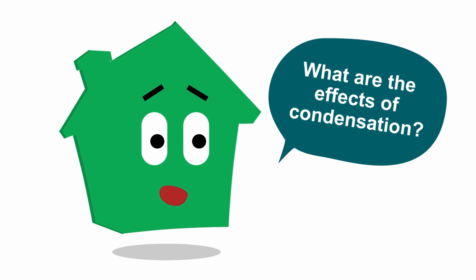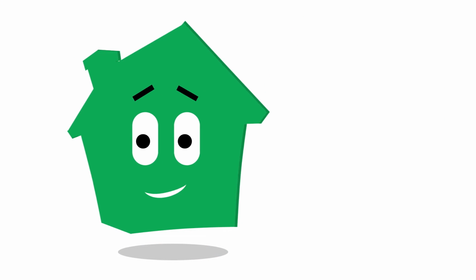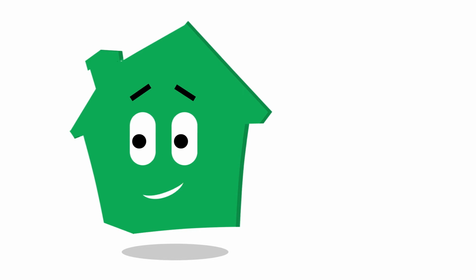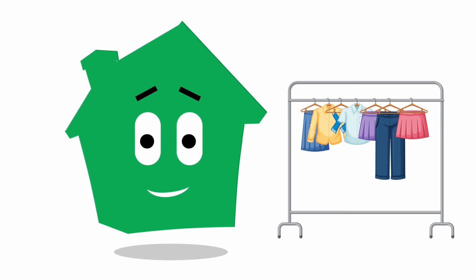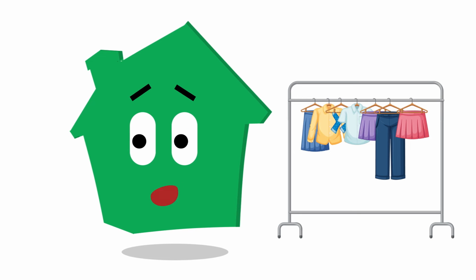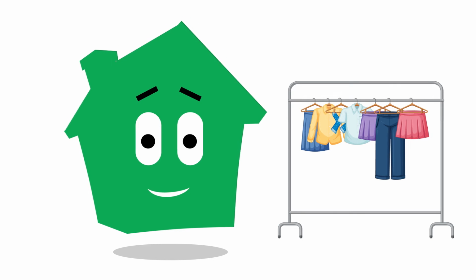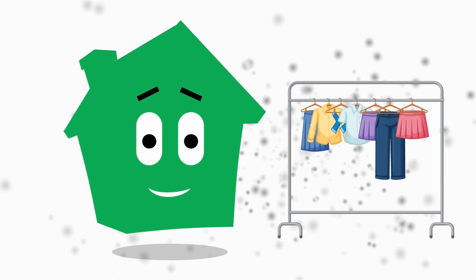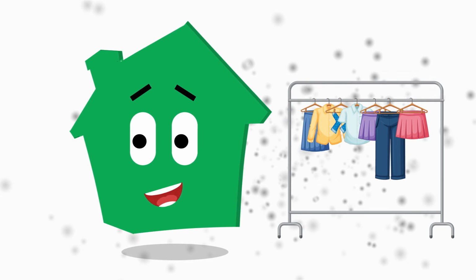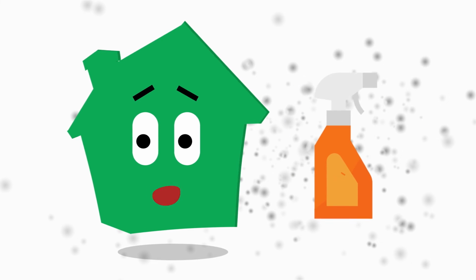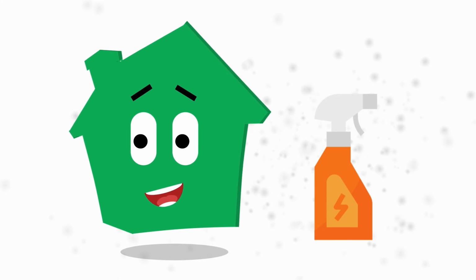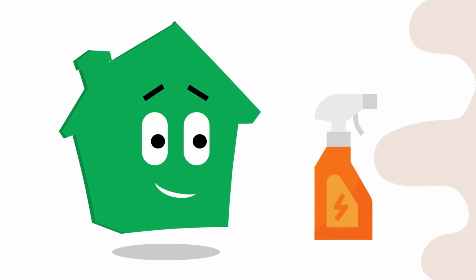What are the effects of condensation? In areas with heavy condensation, absorbent surfaces, such as plasterboard, furniture and clothing, will act like a sponge and absorb moisture in the air. When the surface absorbs a lot of moisture, then mold spores will start to appear. Mold spores need to be dealt with using an appropriate cleaning product, as simply wiping the area with a damp cloth will only spread the spores around.